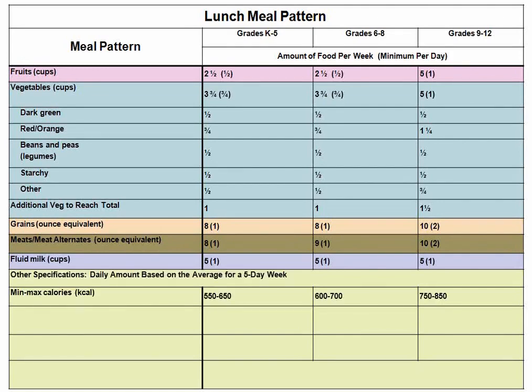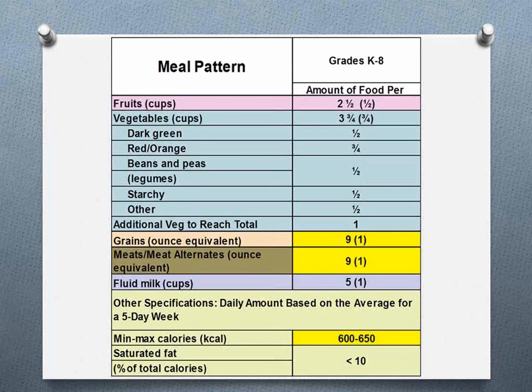The calorie ranges that we were introduced to last year are K through 5, 550 to 650, 6 through 8 is 600 to 700, 9 through 12 is 750 to 850. Last year we talked to you about how USDA made a compromise for us for those grade groups that fall between K through 8. You can do a combined menu. This would look very similar to the 2 K through 5 and 6 through 8 menus.